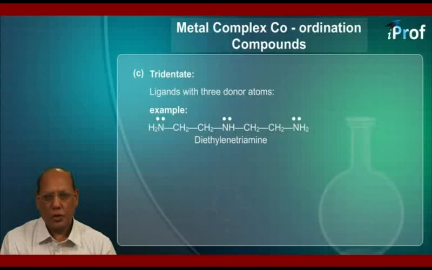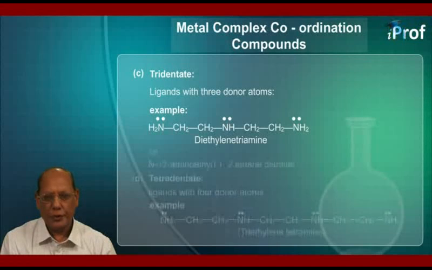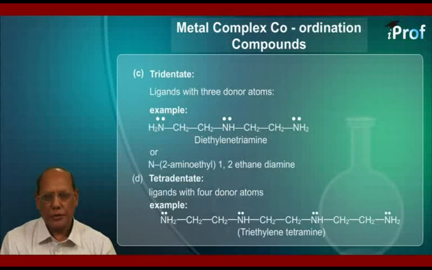C. Tridentate. Ligands with three donor atoms. For example, H2N, CH2, CH2, NH, CH2, CH2, NH2. That is known as diethylene triamine, or according to IUPAC, its name should be N2-aminoethyl 1,2-ethane diamine.